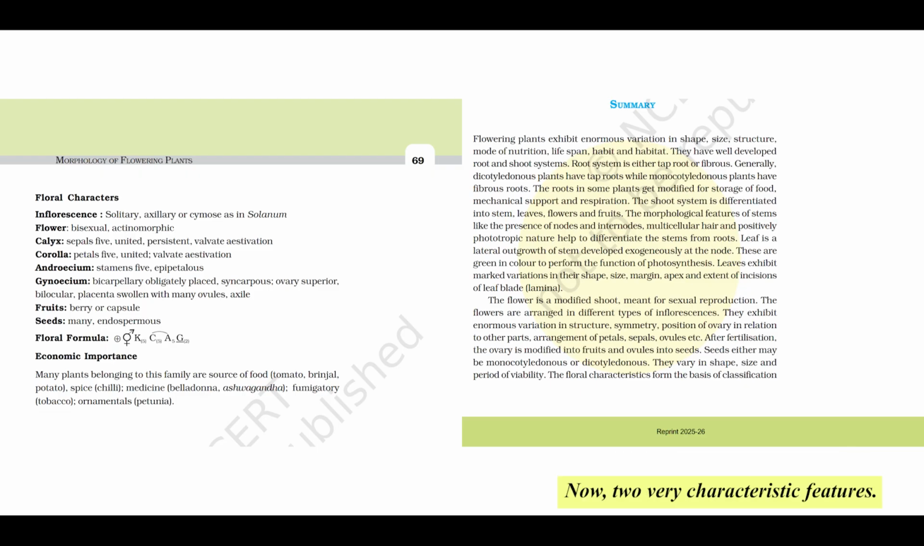Now, 2 very characteristic features. The placenta is swollen, bearing many ovules, and the placentation type is axile, ovules attached to the central axis in each locule. Also, the ovary itself is often described as being obliquely placed within the flower, tilted slightly relative to the main axis, which is a subtle but important diagnostic feature for Solanaceae. Bicarpellary, syncarpous, superior ovary, bilocular, swollen axile placenta, and obliquely placed. Lots of key details there. Yes, those gynoecium details are vital.